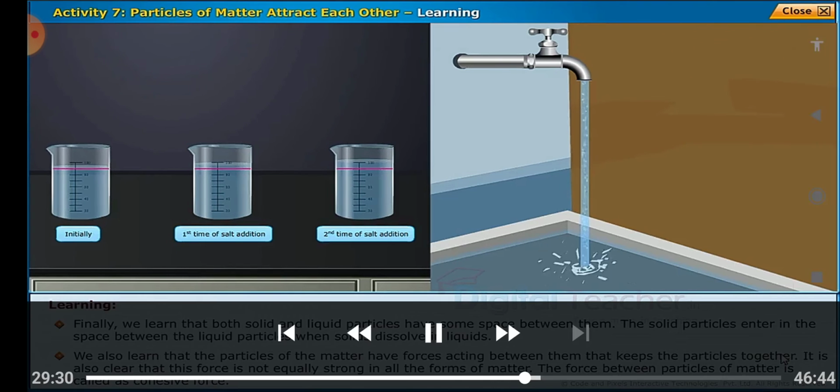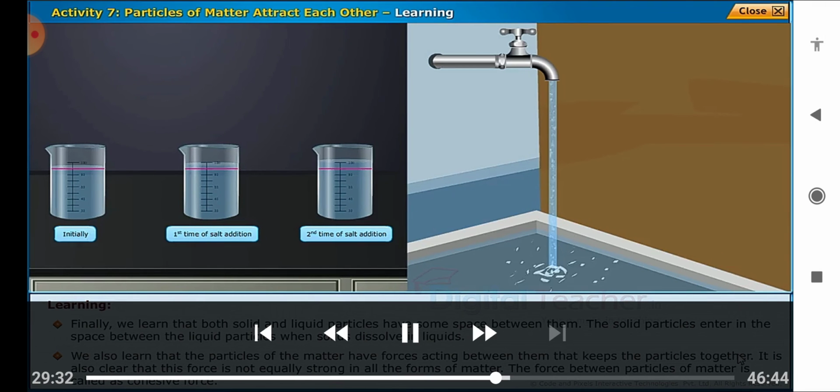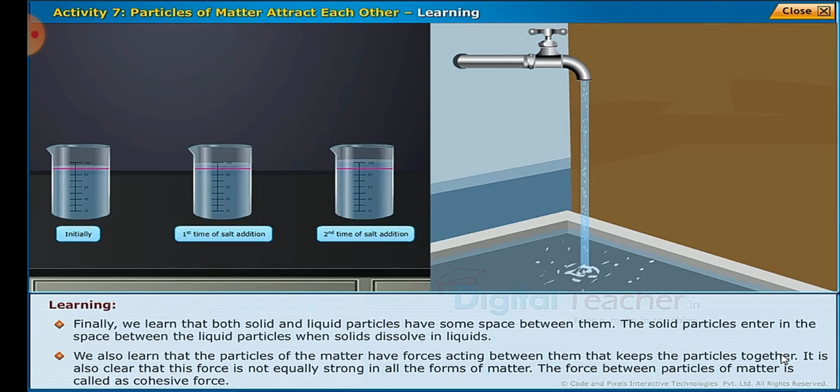We also learn that the particles of the matter have forces acting between them that keeps the particles together. It is also clear that this force is not equally strong in all the forms of matter. The force between particles of matter is called as cohesive force.